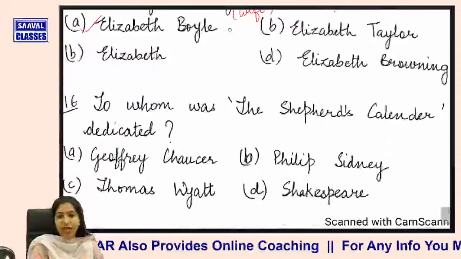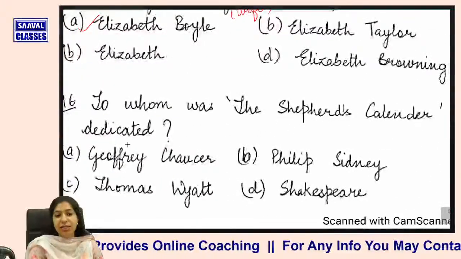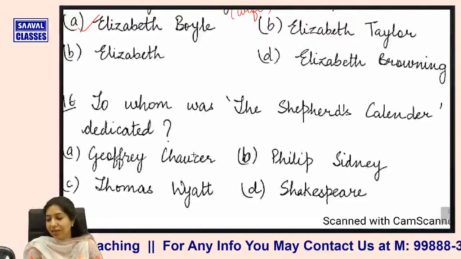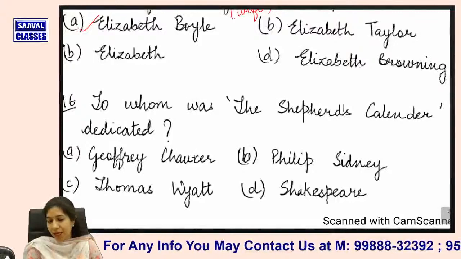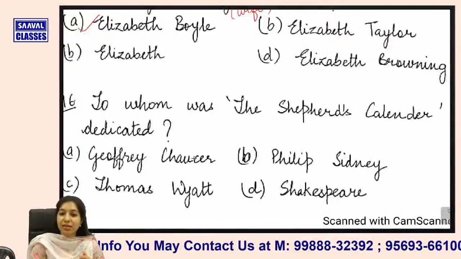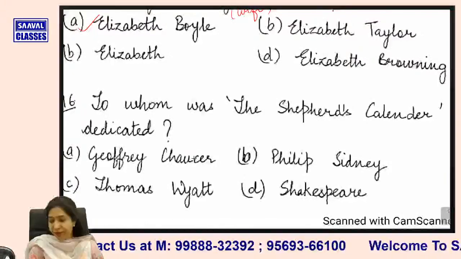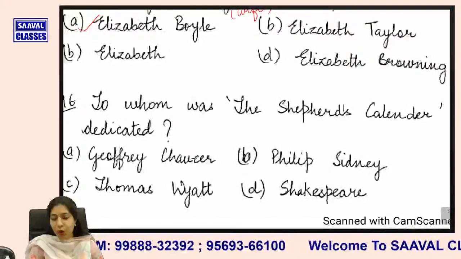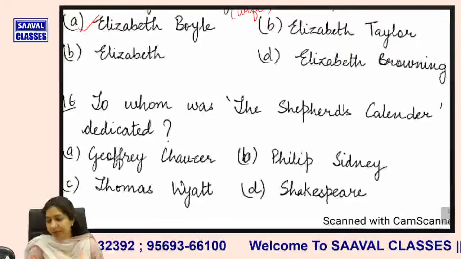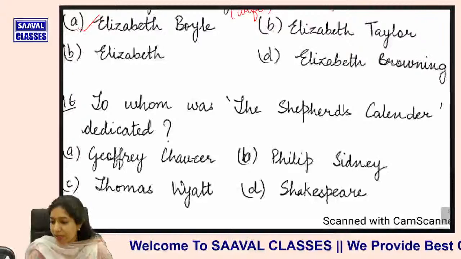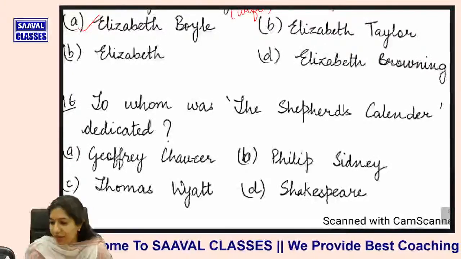So moving on to the next question, question number 16, to whom was the shepherd's calendar dedicated? Spencer dedicated the shepherd's calendar to Geoffrey Chaucer, Philip Sidney, Thomas Watt or Shakespeare? To whom did Spencer dedicate the shepherd's calendar?